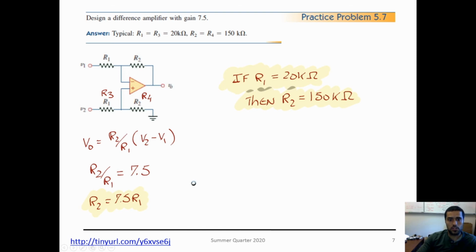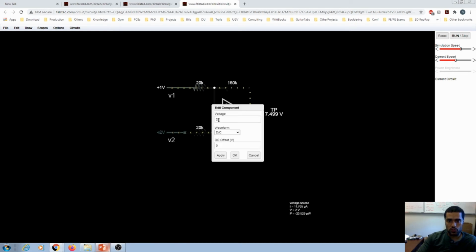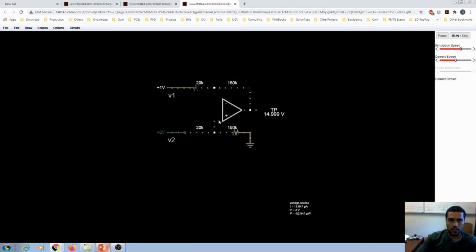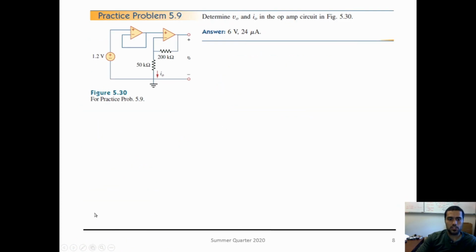So let's go and simulate this circuit. All right, so I have 2 volts minus 1 gives me 1 volt, and the gain is 7.5, so 1 times 7.5, here you go, that's your output. And if I change this voltage to 3 volts, then 3 minus 1 gives you 2, 2 times 7.5, and you get your 15. Great.